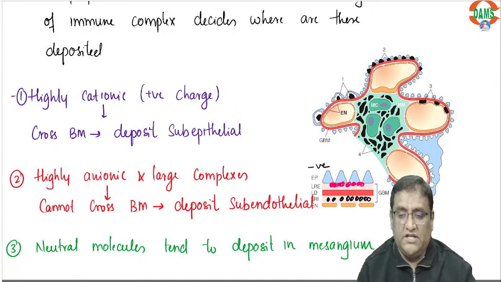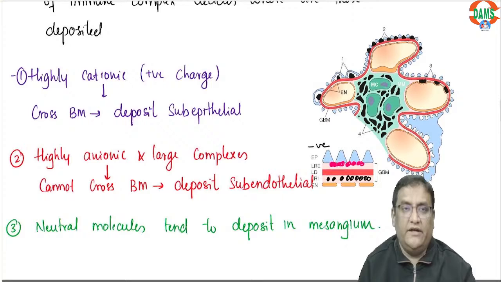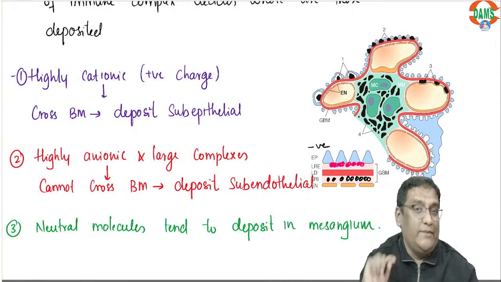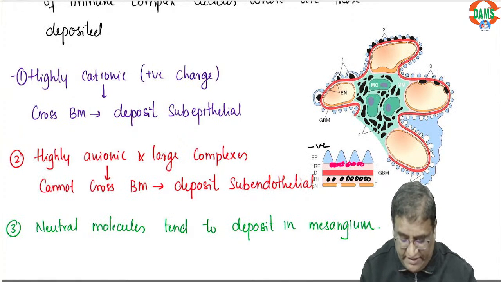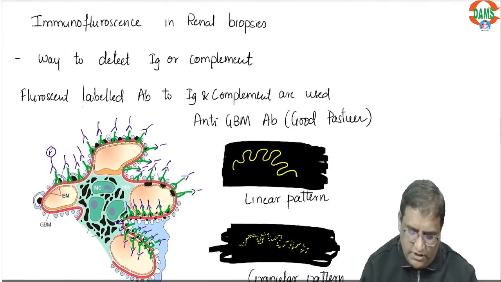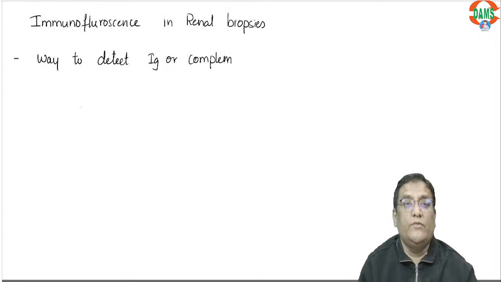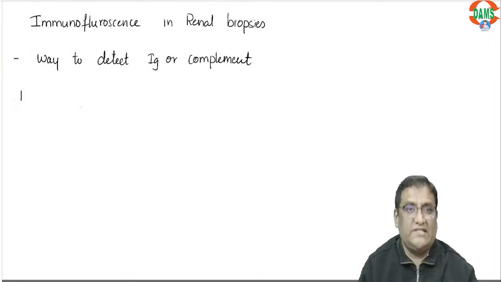So what investigation do we do for glomerulonephritis? One of the investigations that we do for glomerulonephritis is immunofluorescence. We need to understand immunofluorescence with respect to immune complexes or antibodies, then we'll understand it better. So what is immunofluorescence in renal biopsy? Immunofluorescence is a way to detect immunoglobulins or complements that are deposited.